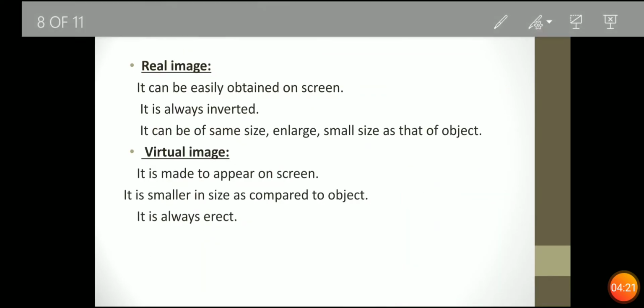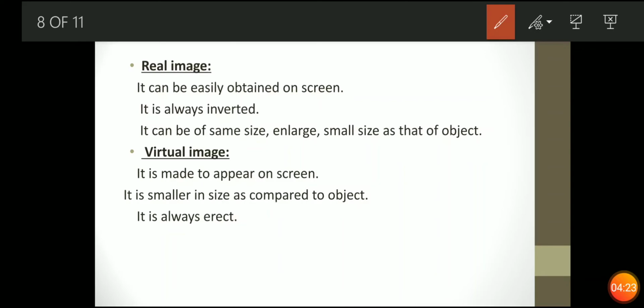Now, what is a real image? A real image means it is easily obtained on a screen. Such an image comes easily on the screen. It is always inverted, meaning upside down formation. Now it can be of the same size, and large or small in size compared to the object. It can be big, it can be small, or it can be of the same size.